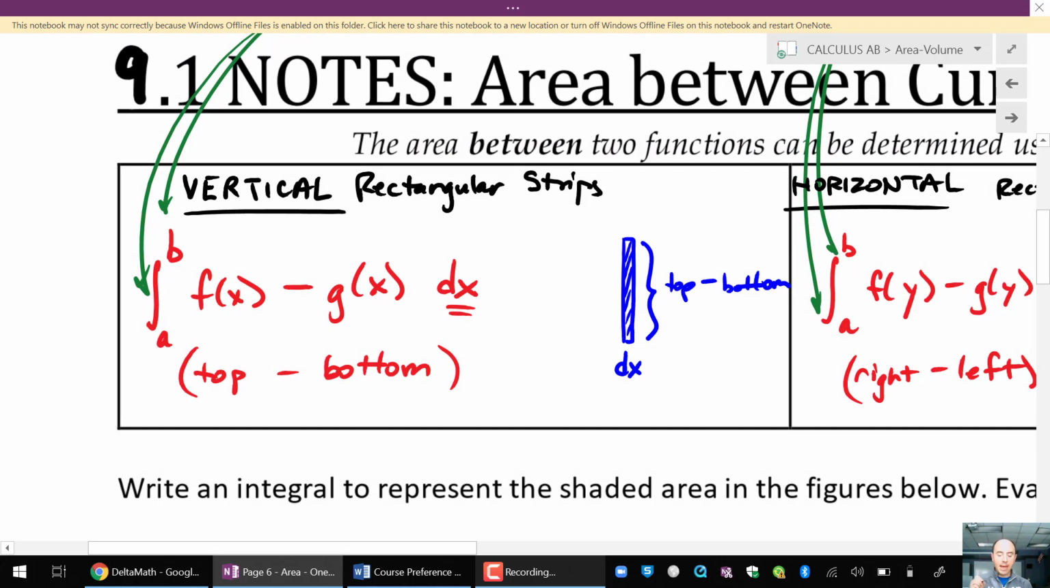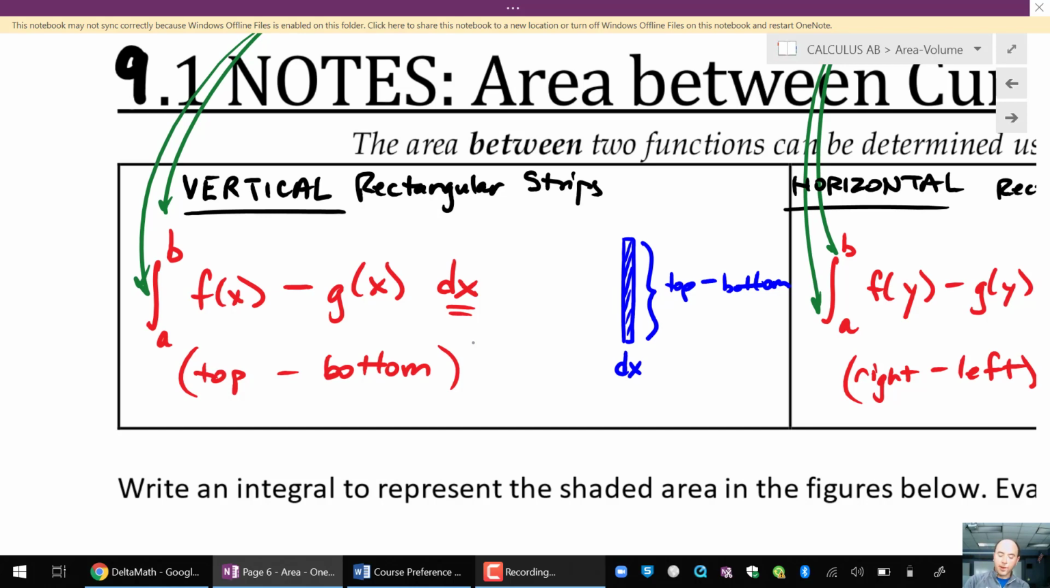We want to integrate from a to b, and those a to b bounds are bounds in terms of x. And then inside of the integral, I have the top function minus the bottom function, because distance in the coordinate plane is top minus bottom. The dx is a small width. Make sure we have a dx on the integral. And I drew a picture here of my vertical rectangular strip just to remind me of the orientation of the rectangles as I build them across the region.